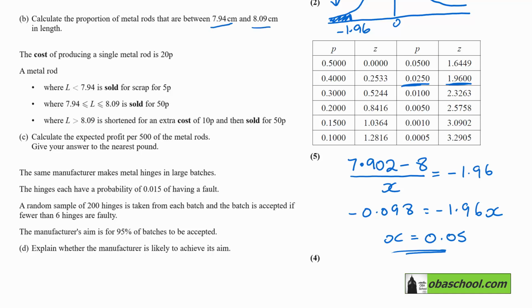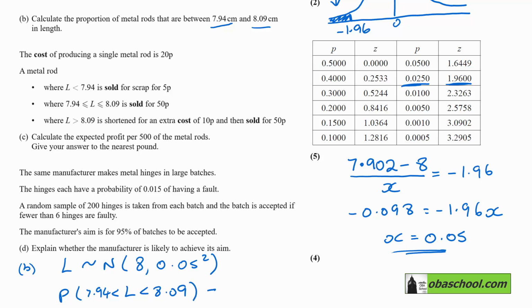Then in part B, we're asked to calculate the proportion of metal rods that are between 7.94 and 8.09 in length. Well, we now know that L is a normal distribution with mean 8 and variance 0.05 squared. And we want to calculate the probability that L is between 7.94 and 8.09. And we can do that on the calculator. It's going to give us 0.8490.